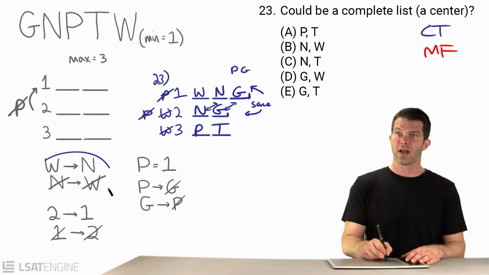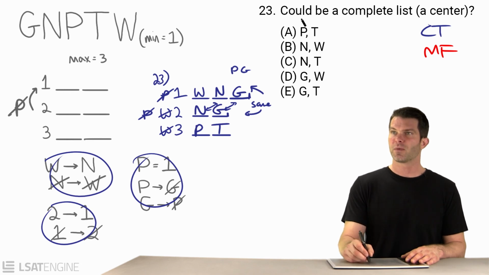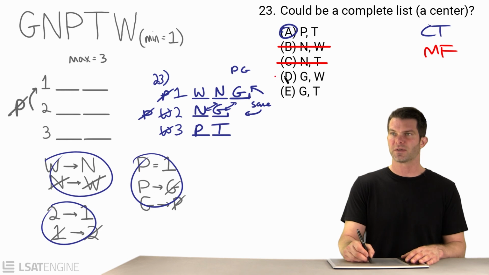I feel like not only am I obeying all my rules, but I processed all my rules. Could we have a group that's just P and T? Yeah. Group 3 can do that. A looks pretty good. Let's make sure the rest of these are bad. Could we have a group that's just N and W? No, you're going to need a G if you are talking about center 1. Could you have just N and T? Nope, I don't see that possibility anywhere. Just G and W? I don't see that possibility, nor do I see a GT anywhere. So A could be true. Everything else here has to be false.